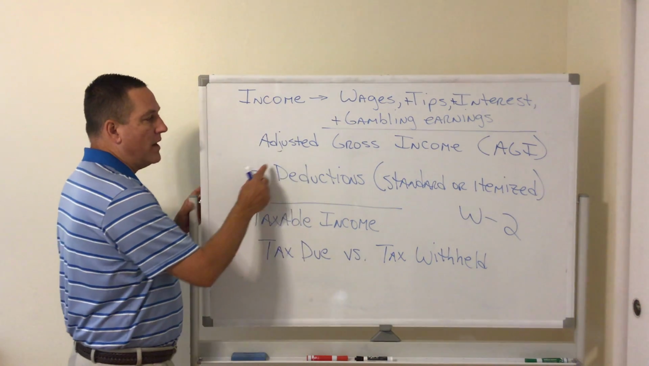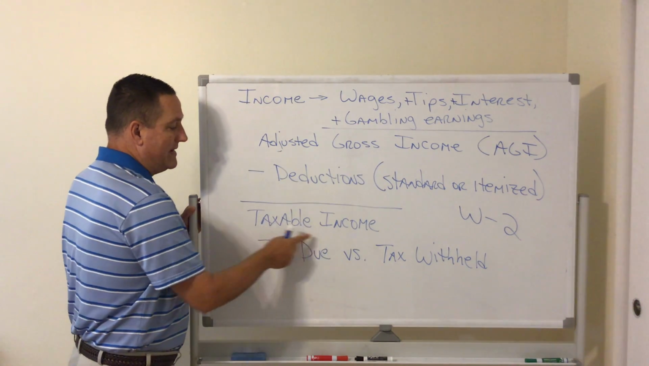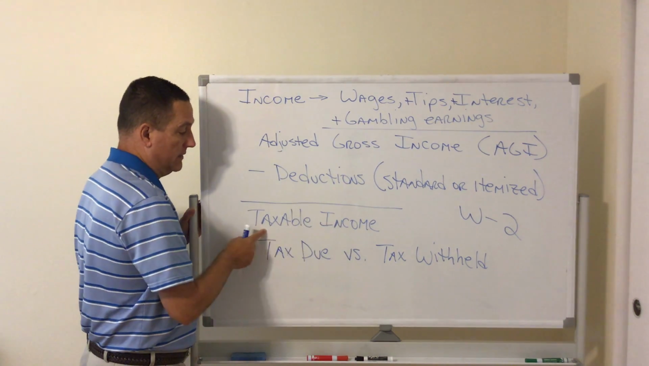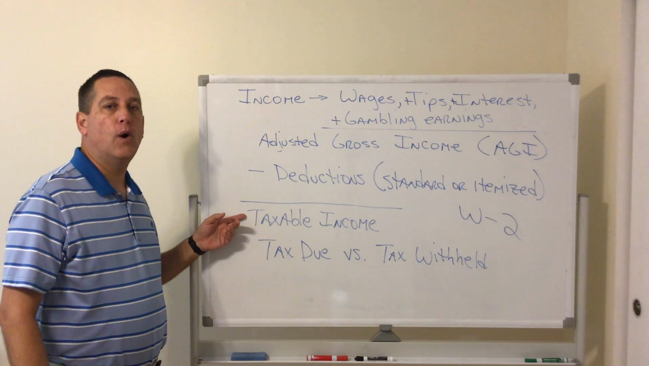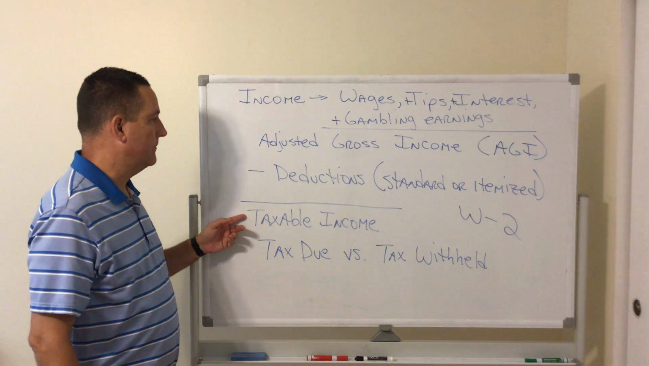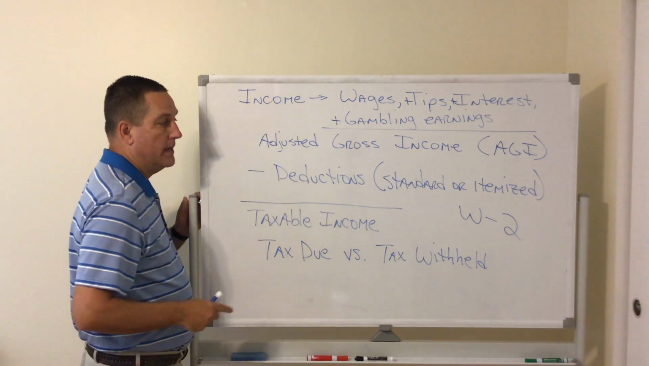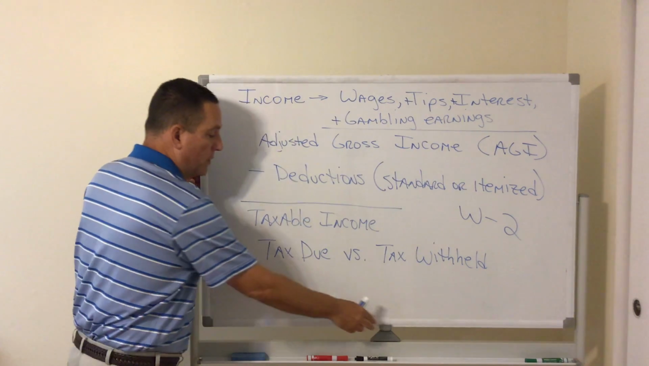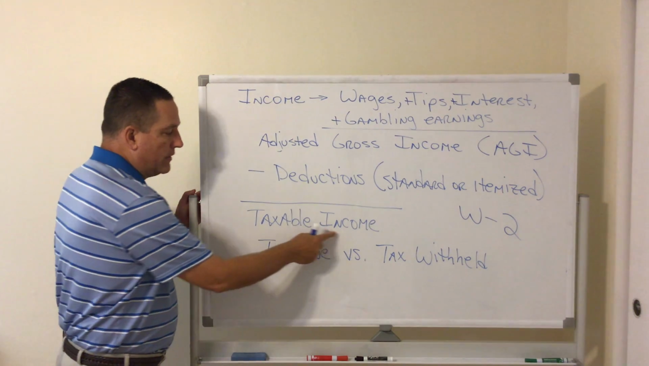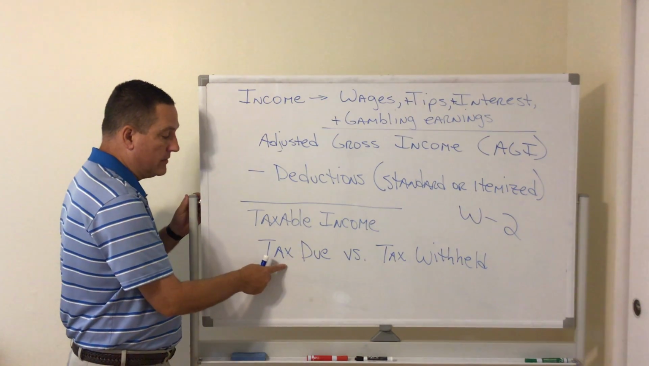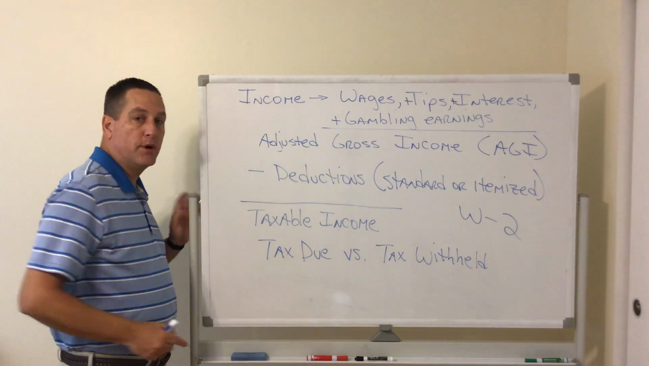It's very possible that two people could have the same amount of gross income and yet have different amounts of taxable income. Okay? The key is to get this number as low as possible. So take all the money that you make and subtract out your deductions, either the standard amount or you're going to list them all and itemize them. Okay? Once you figure out your taxable income, you can now calculate how much you were supposed to pay.